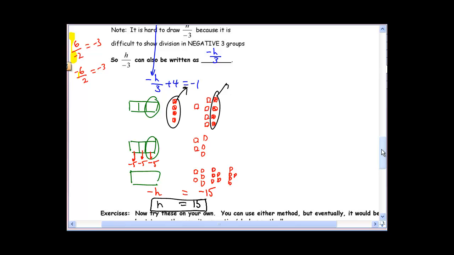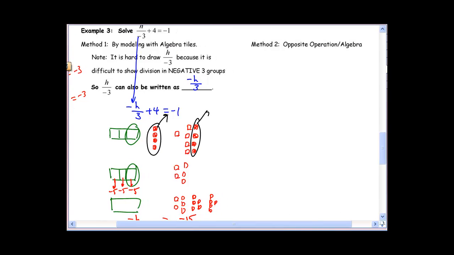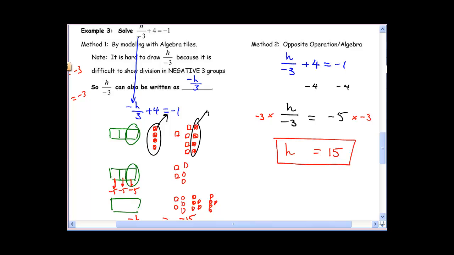All right, and finally, for opposite operation, once again, you can just do the opposite of what is shown. You don't even have to change the way this one's written anymore. Okay, I just quickly start doing the opposite operations. So, how about subtracting 4 first of all? H over negative 3 equals to negative 5. And then now in this case, to solve for h, I'm going to multiply both sides by negative 3. What's negative 5 times negative 3? That's positive 15. And we have h equals to positive 15.